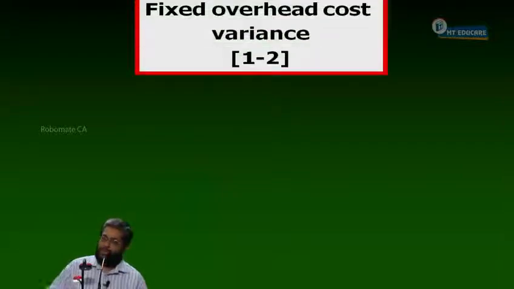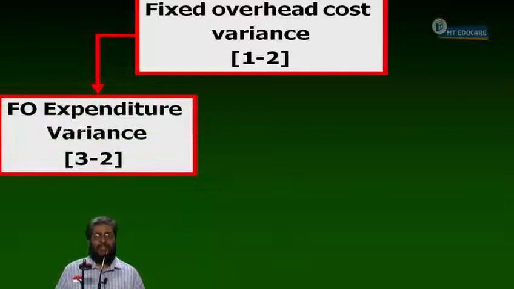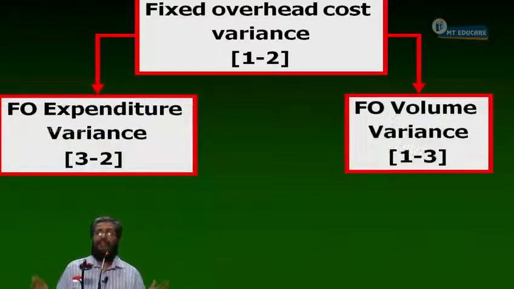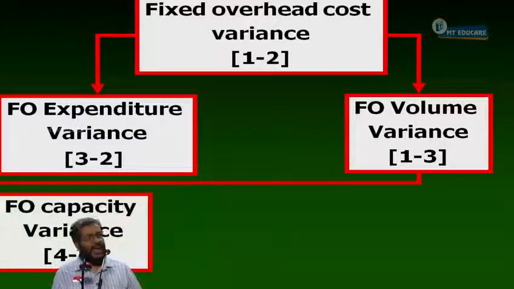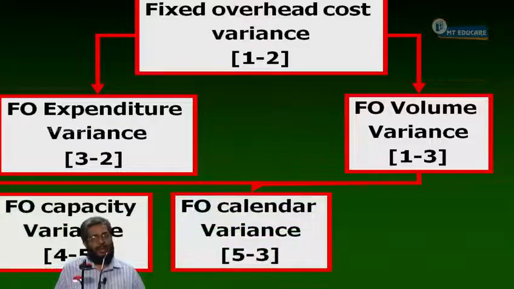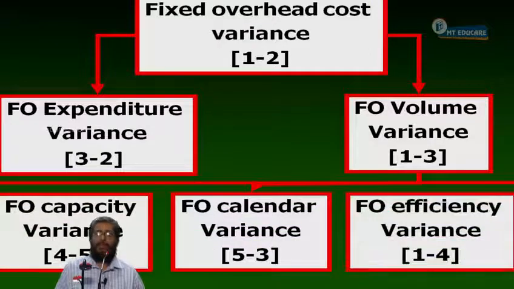Variances, the main variance we call as what? Fixed overhead cost variance. The formula is 1 minus 2. It branches into what 2 branches? Expenditure variance 3 minus 2, volume variance 1 minus 3. The volume branches into 3. Name the 3 branches: capacity variance, calendar variance, efficiency variance. Capacity variance is 4 minus 5. Calendar variance is 5 minus 3. Efficiency variance is 1 minus 4.